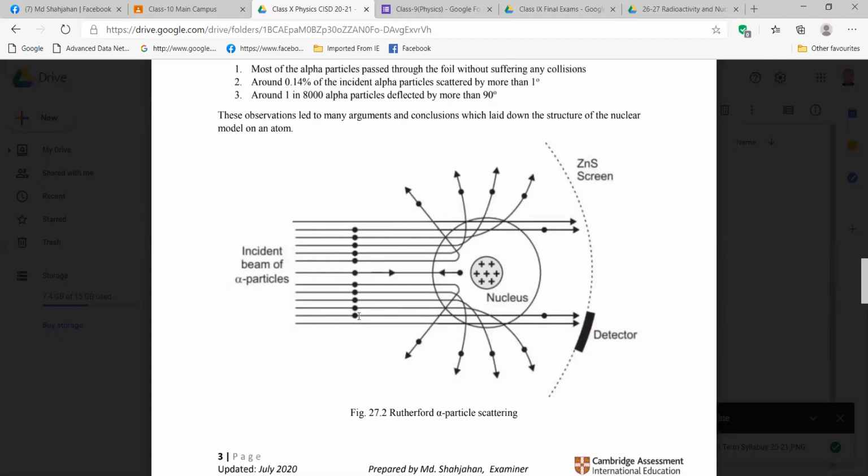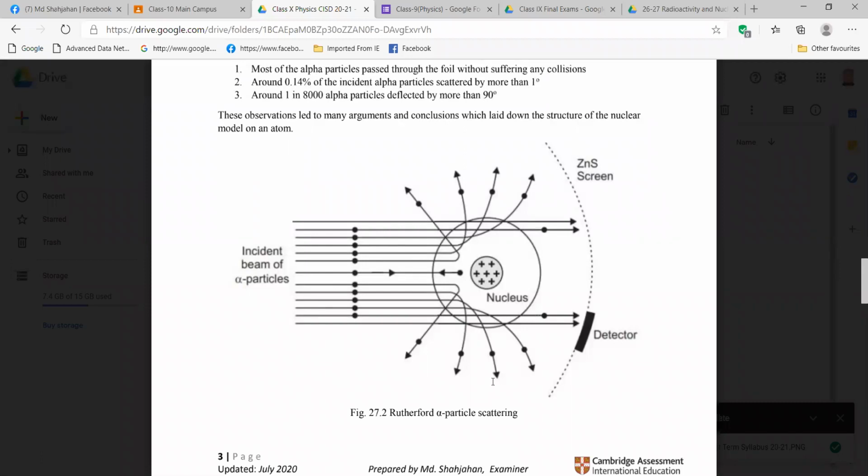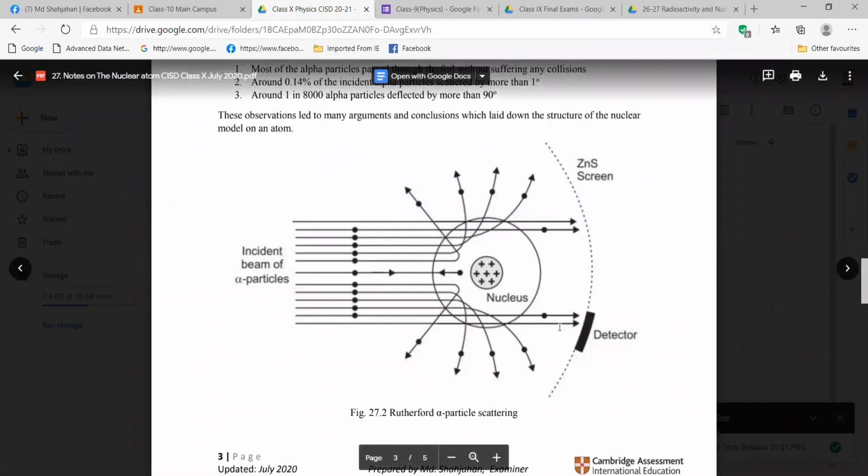What they were saying, the first observation, this one. Here we only got four lines. They show only four alpha particles, but there are many. In this place, there are lots, right? Only four are shown. That does not mean that there are only four. There are hundreds of thousands of alpha particles which are going straight.